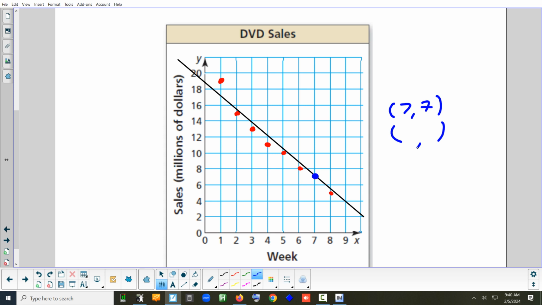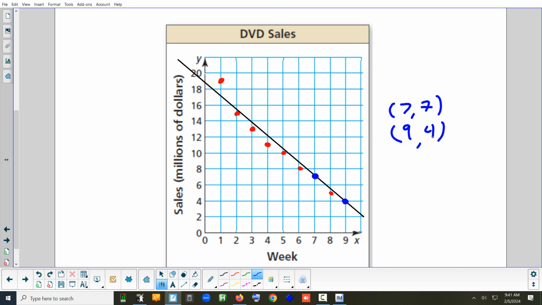Is there any other point? Remember, it doesn't have to be one of the red dots. It can be anywhere on the black line. Oh, 4-12. That one's really close. I actually see one even closer than 4-12. 3-14. That one's also really, really close. 9 and 4. Yeah, I think 9 and 4. That one's even closer. That's not a data point we were given, but it is on the line, so we can use it. Yep.